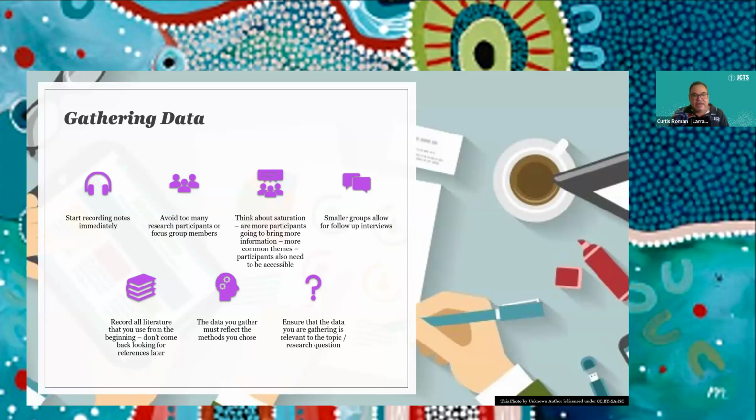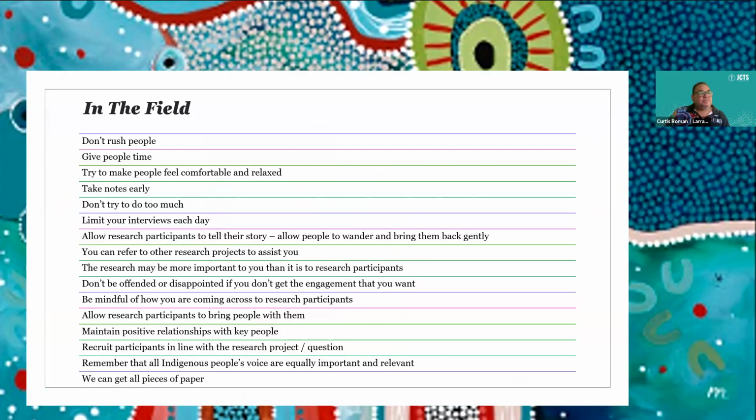Again, the data that you gather must reflect the methods that you chose. If you don't say you're going to talk to people, then you shouldn't be talking about what study participants said later on. You need to ensure that the data you are gathering is relevant to the topic and the research question. So they're just some tips, and they're really important ones, and they can save you a lot of time. We'll go on to the next slide.